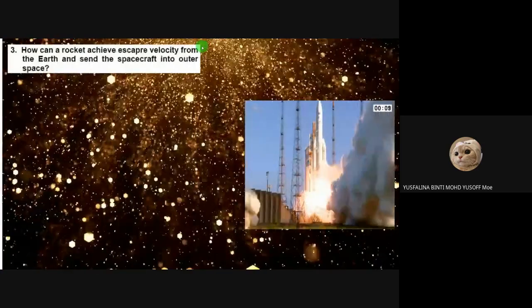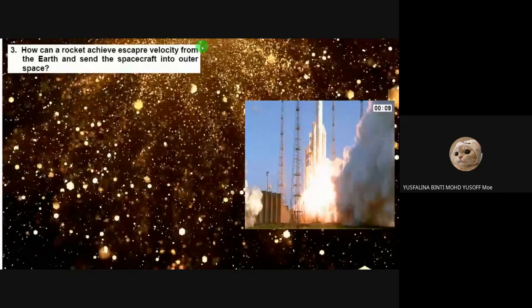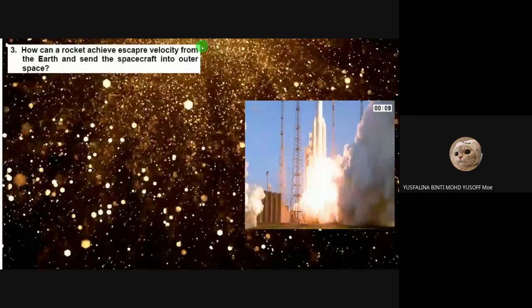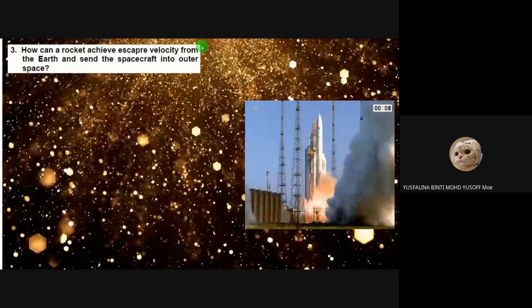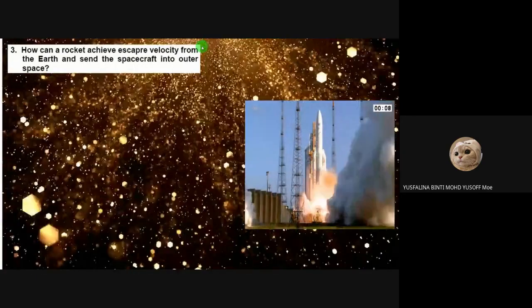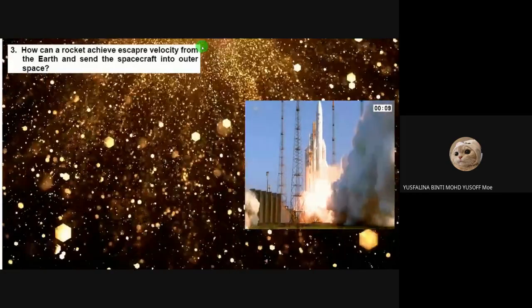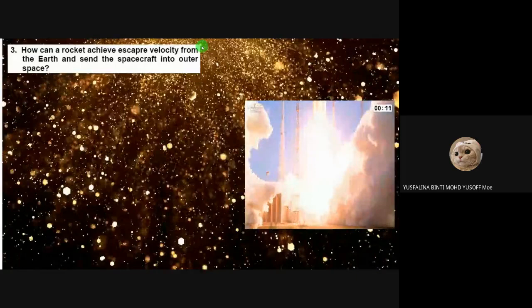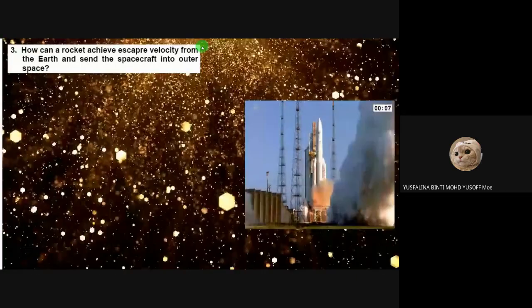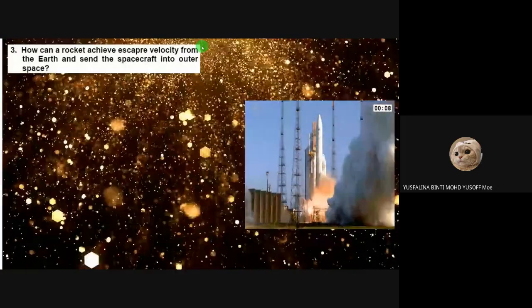And how can a rocket achieve the escape velocity from the Earth and send the spacecraft into outer space? This one is actually you need more fuel to burn. Inside the jet, usually we use kerosene. So you need a lot of kerosene to burn, so it can produce a higher thrust force. When there's a higher thrust force, the velocity also will be increased. It will produce a high velocity.